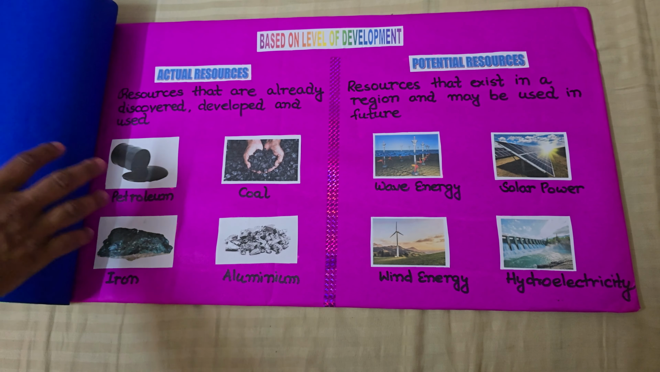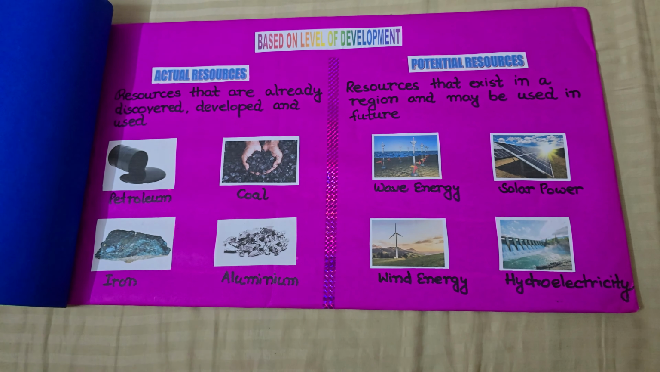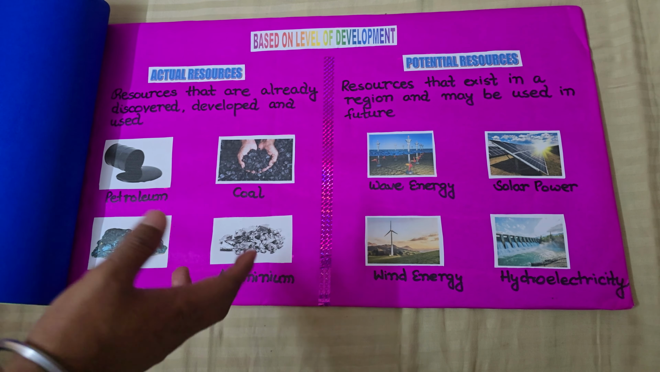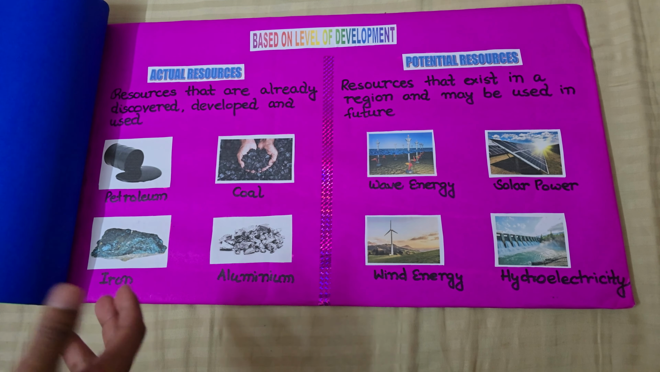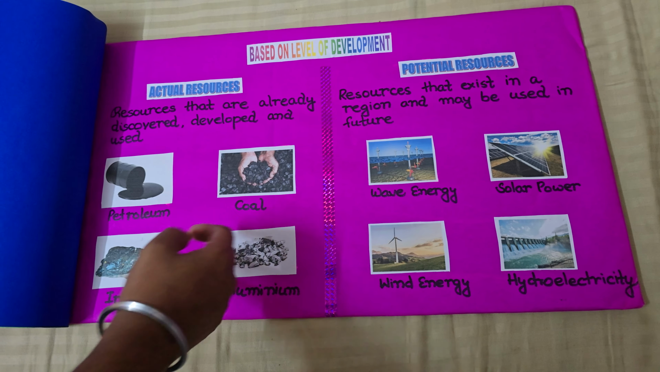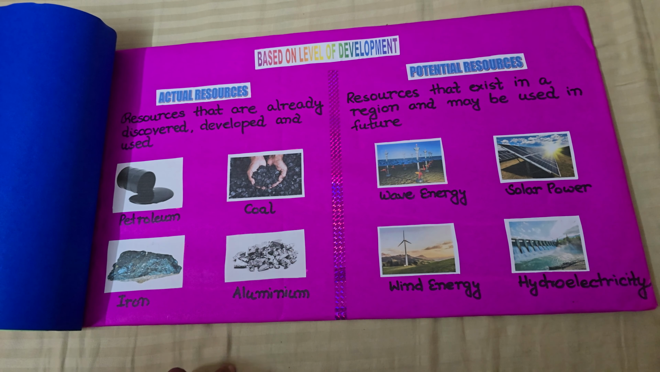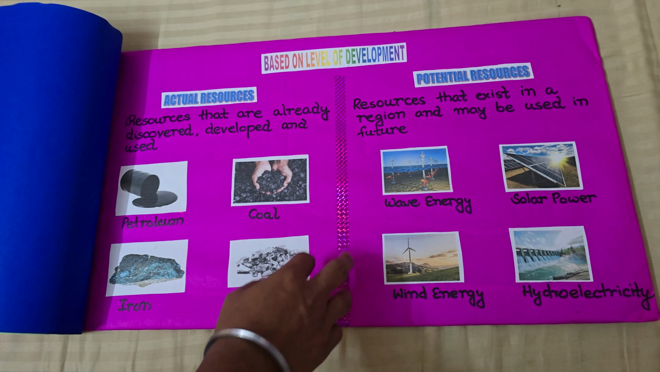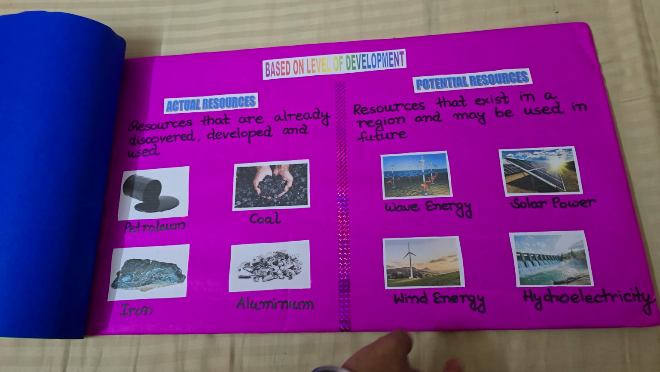Next, we have based on level of development. There are two types, actual resources and potential resources. I have given the definition here: resources that are already discovered and being used, and their examples are petroleum, coal, iron. Potential resources exist but we are not still using them. The examples are wave, solar, wind, etc.